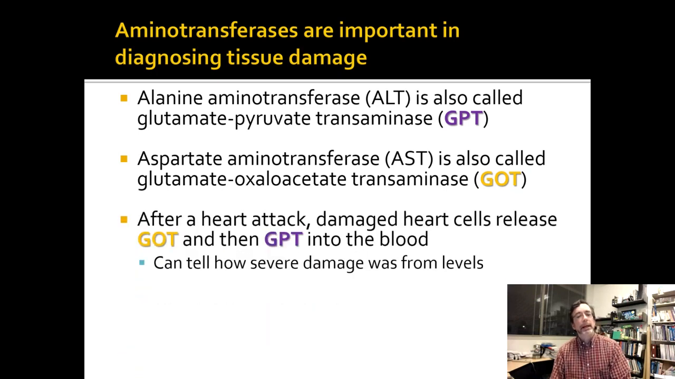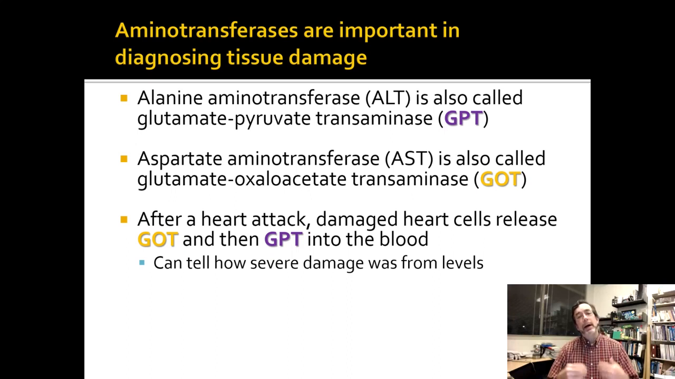So after a heart attack, you basically will have muscle cells that have a lot of the transferases in them. Remember that muscle cells process protein a lot. So muscle and liver are going to have the most transaminases in them. Blood is not going to have any. If you see transaminases in the blood, you know you've got a problem, most likely with the heart or with the liver. So the heart attack, damaged heart cells are turned inside out, and they release the GOT and GPT into the blood, or as we would call them, alanine and aspartate aminotransferases.